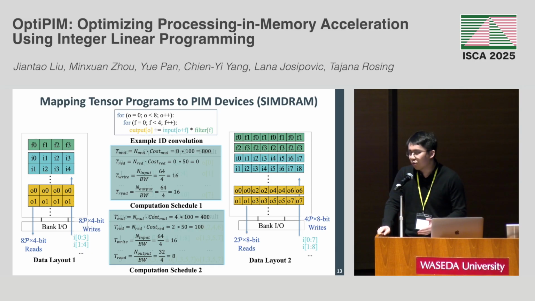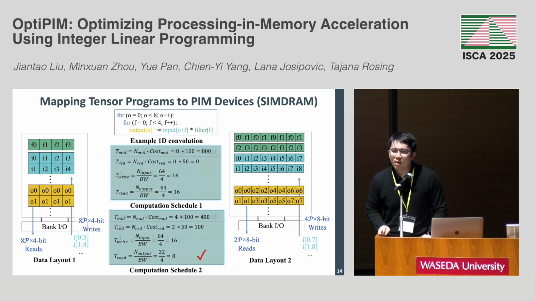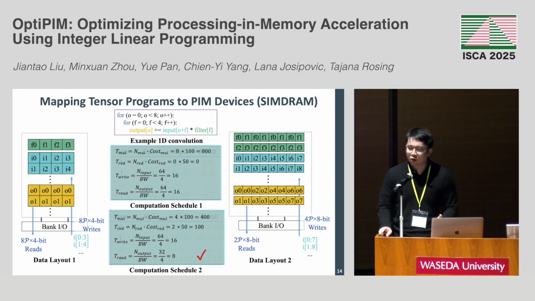Then it's very clear that if we sum up the value, clearly the second schedule performs better than the first one. Then, is it always that simple for this layout problem, that more parallelism will lead to better performance? Unfortunately, not really.